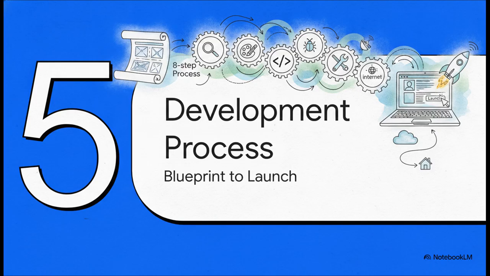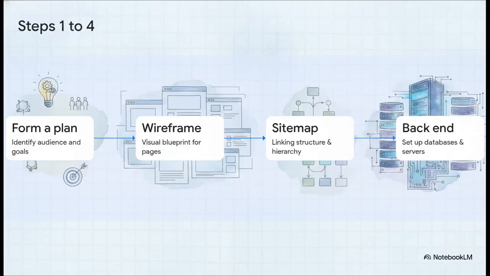Finally, Section 5, the website development process, from blueprint to launch. So, how does a project actually go from a simple idea to a live product on the internet? Well, here is the highly structured, practical 8-step roadmap. Before a single line of code is written, Step 1 is forming a plan, really identifying the audience and the goals. Step 2 is creating a wireframe. This is basically a visual blueprint of exactly where text and images will go on a page. Step 3 is drafting a sitemap, to map out the linking structure and the hierarchy of all the pages. And only after all that planning is complete do we hit Step 4, building the backend. This is where we set up the databases, the servers, and that whole data architecture we discussed earlier.